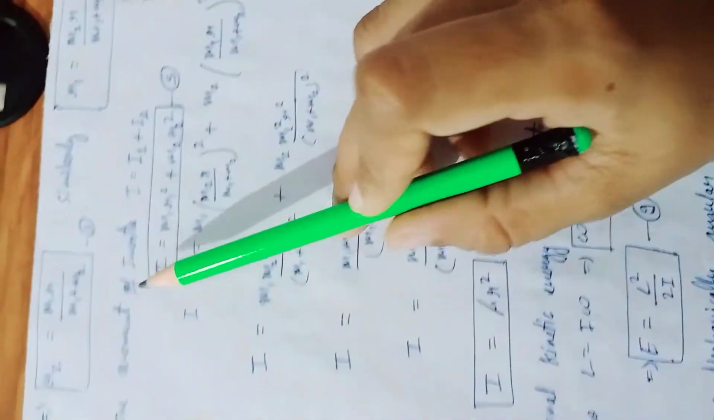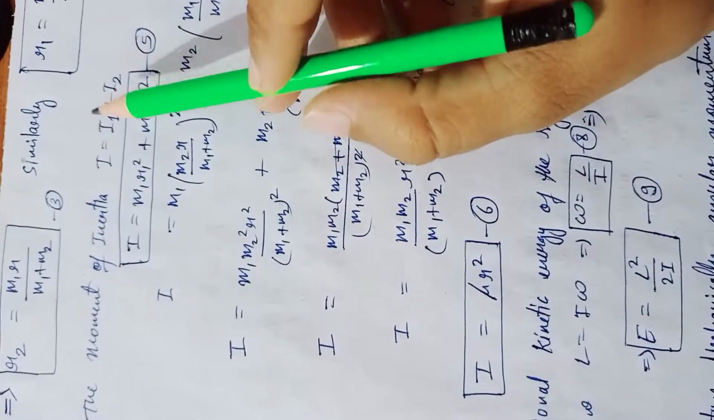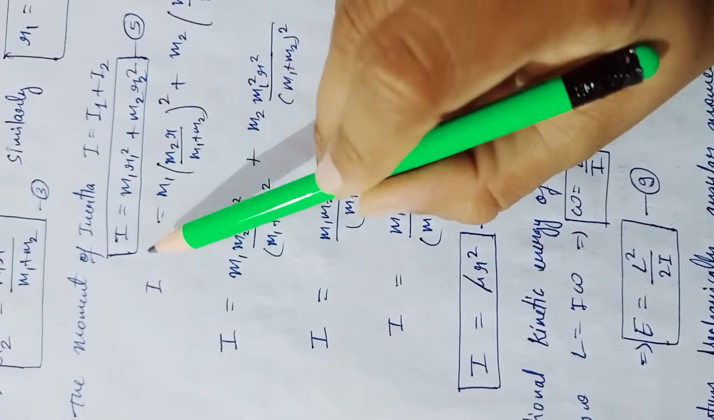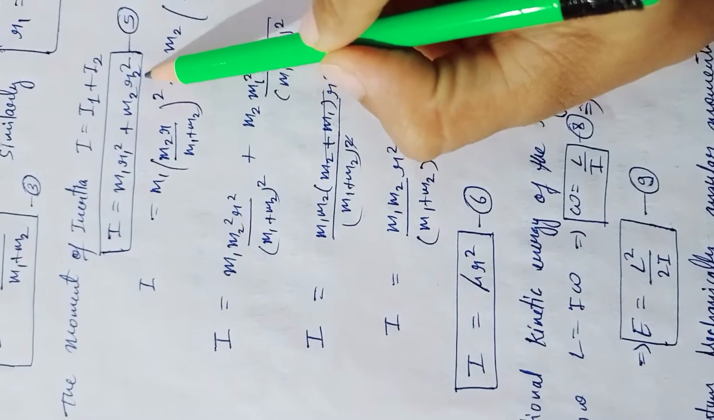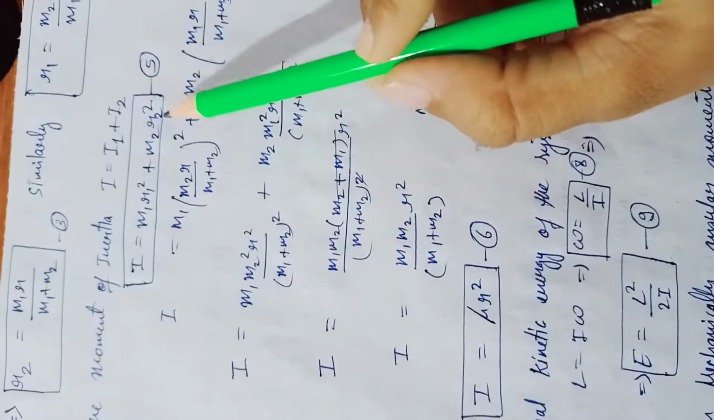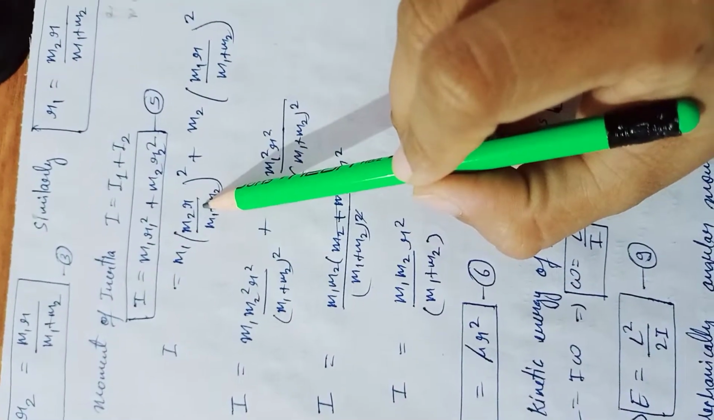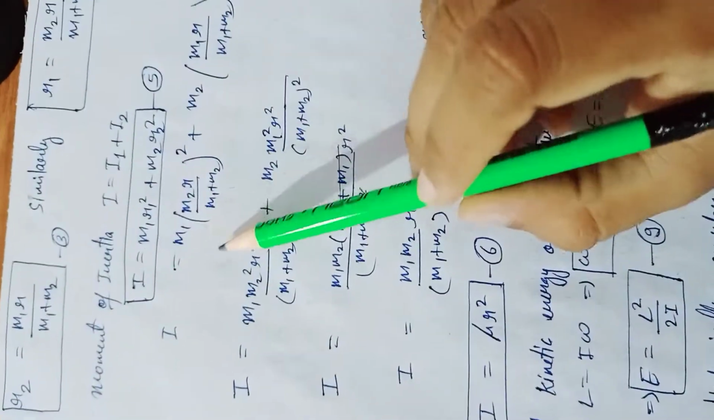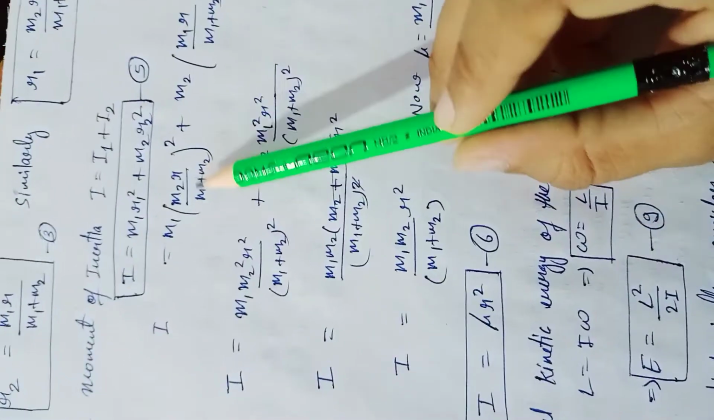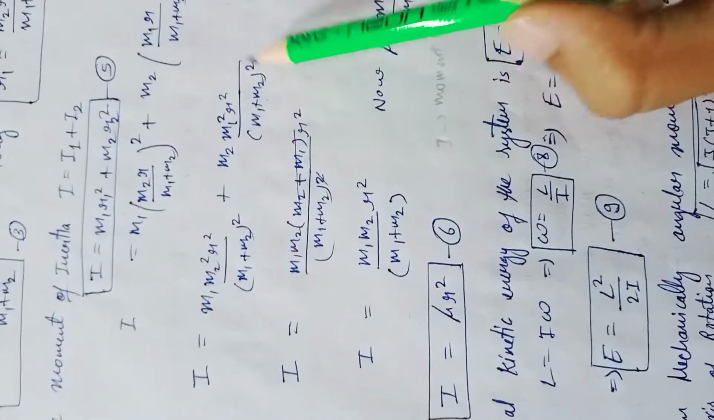Mark this as 4. Then the moment of inertia is I equals I1 plus I2, and we know I equals m1 r1 square for atom A, and for atom B, m2 r2 square. So just add them, and put this value in place of r2, and this value in place of r1. So I equals m1 times the whole square plus m2 r2, and if you square it, m2 square r over (m1 plus m2) whole square, and similarly the other term.